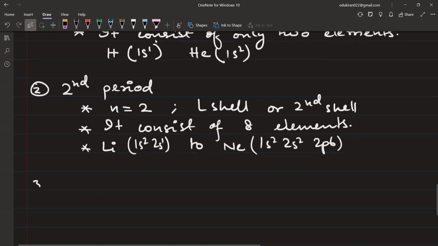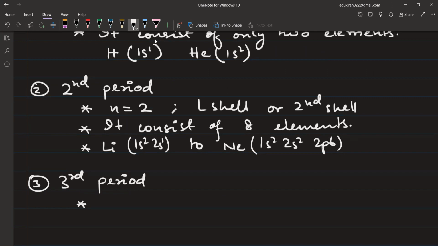Then write the third period. Okay, now in the third period, first of all, write the n. N is equal to 3. Here we are in the M shell, or the third shell.